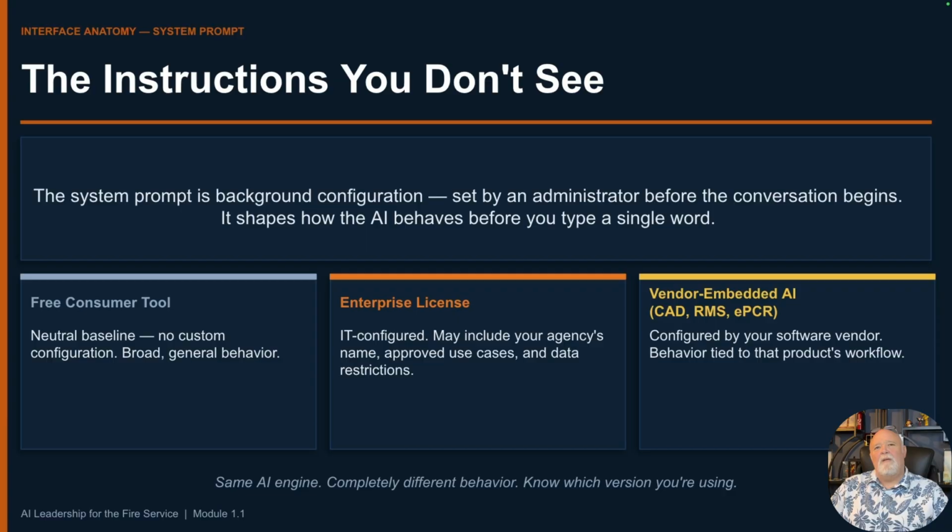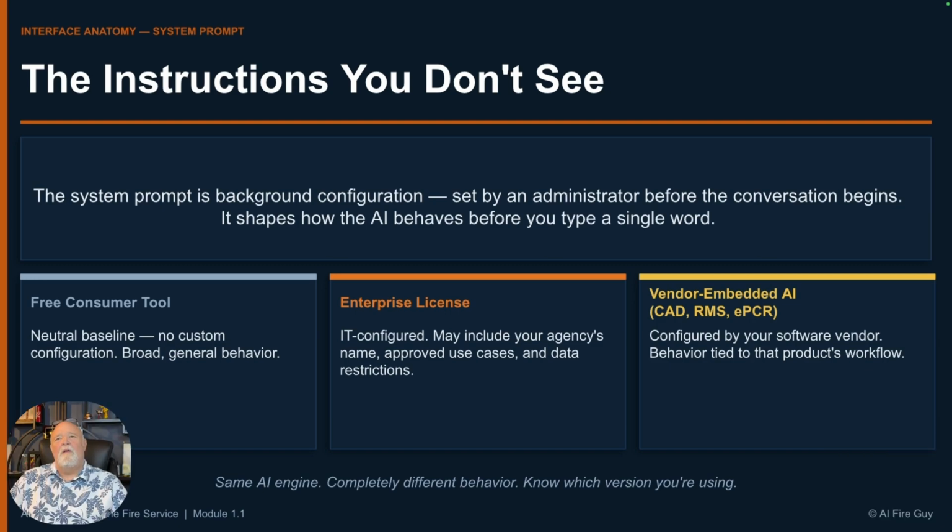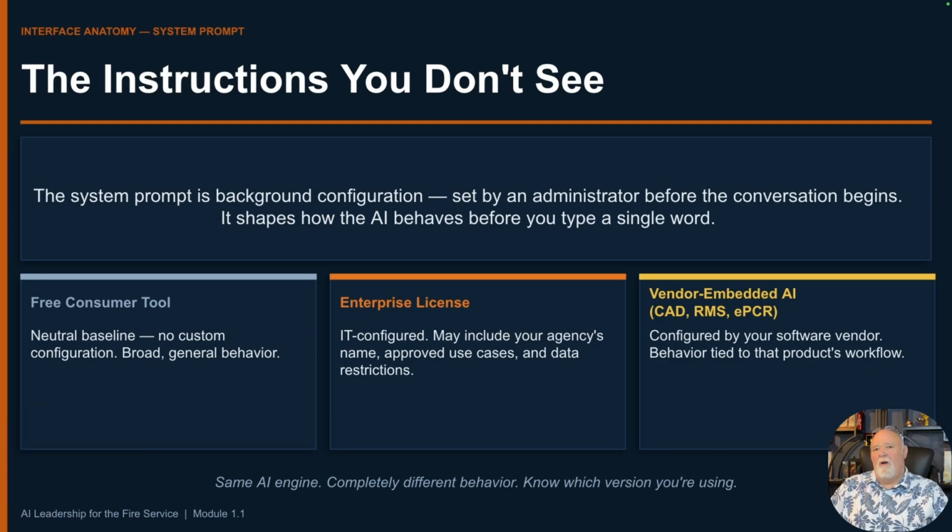The system prompt is the part of the AI interface most people never think about because you usually can't see it. Before you type a single word, an administrator or the vendor may have already given the AI a set of instructions. Those instructions shape everything: the tone it uses, what topics it will and won't address, whether it knows your agency's name or your role. The practical implication: the same underlying AI model can behave very differently depending on who configured it.